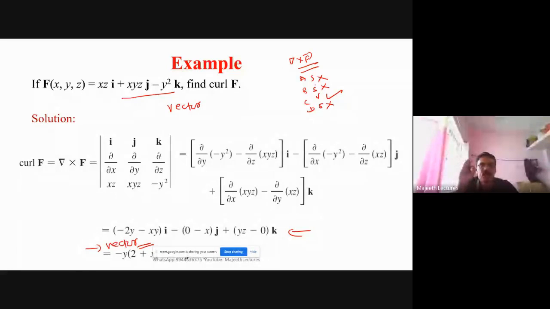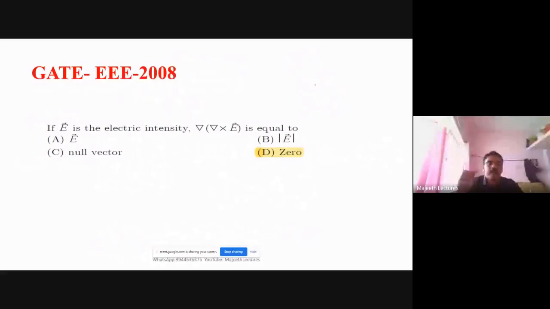So whenever you see the question, you see the answer also. Only if you are not able to find the answer, then you do mathematics. Otherwise, try to get the answer from the options. In that way, 99% they will give the questions. Right? So now we understand divergence, curl, and gradient.